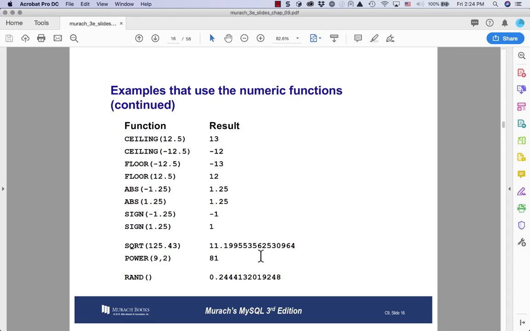How do we raise numbers to a power? For instance, to square them. The function is power. The first argument is the number that we want to raise to the power, and the second argument is the power. So 9 to the second power, or 9 squared, is 81. And rand will give us a random value between 0 and 1. What I used to do a lot when I had to pick students in a certain order is I'd give them a random value, so I'd get a number between 0 and 1, and I would sort on that. And that would be like picking numbers out of a hat.